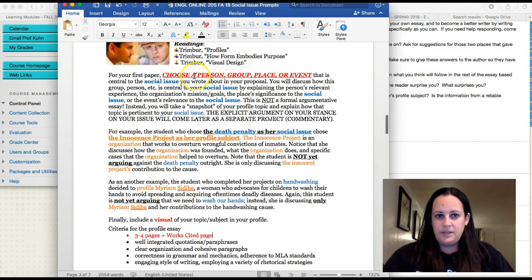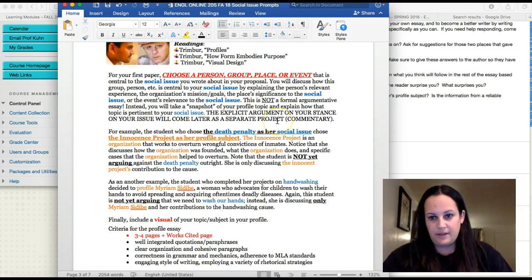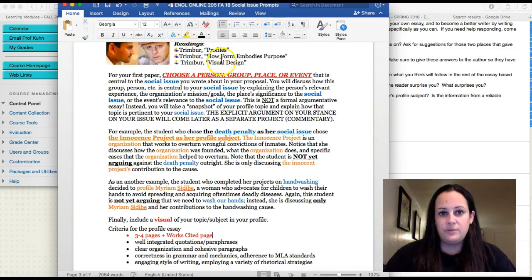So you're choosing a person, group, place, or event central to your social issue. So if you were choosing something to do with the environment, maybe you choose Leonardo DiCaprio. Maybe if you were writing about the football players taking a knee, maybe you would choose Colin Kaepernick. Okay, so there's lots of different ways that you can go with this. And then your profiles reading should really help you here with this one.